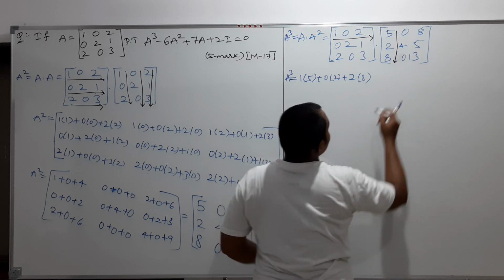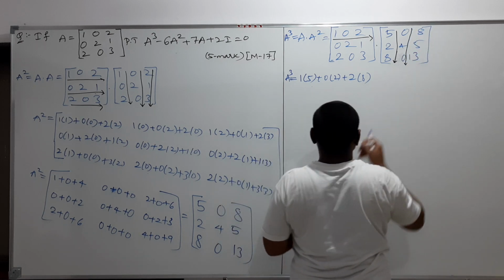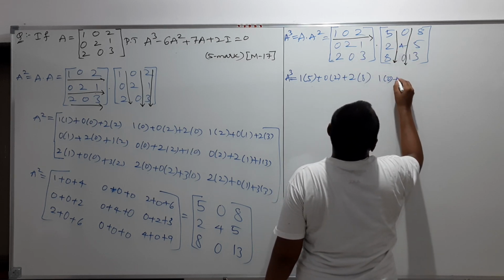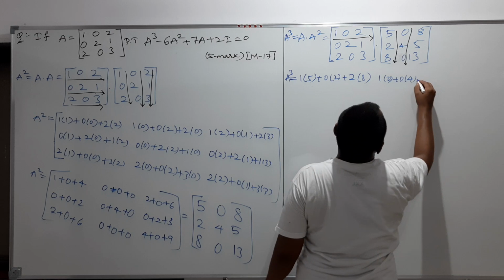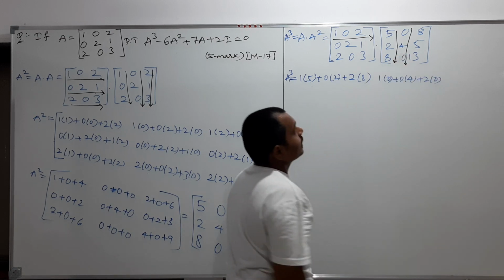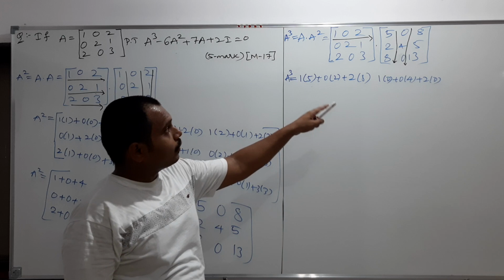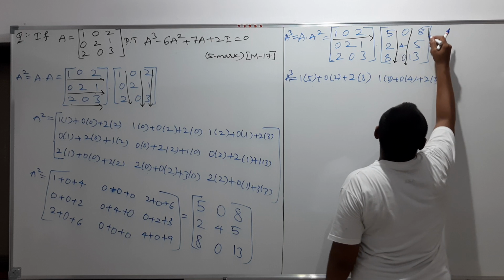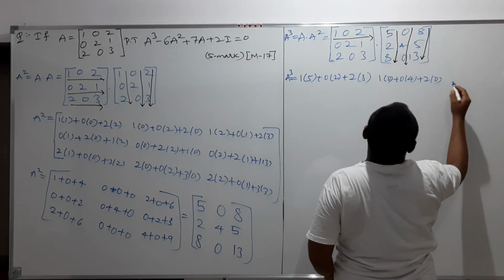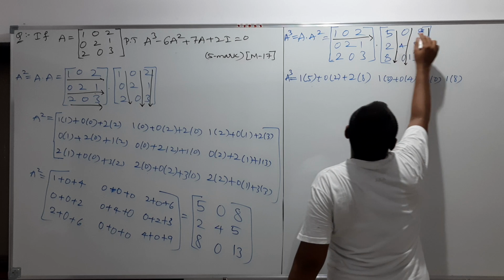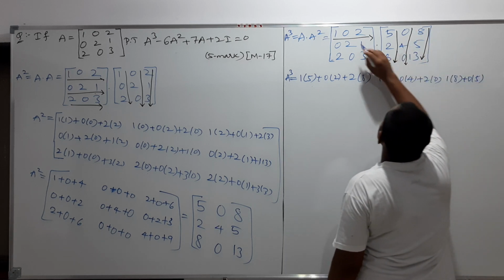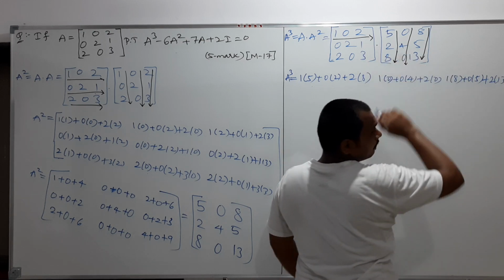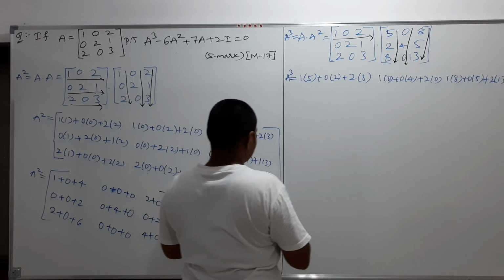Next, first row, second column. So here it is first row, second column, that is 1 into 0 plus 0 into 4 plus 2 into 0. Next, my dear students, first row, third column. So first row, third column is 1 into 8 plus 0 into 5 plus 2 into 13. So like this you can multiply.